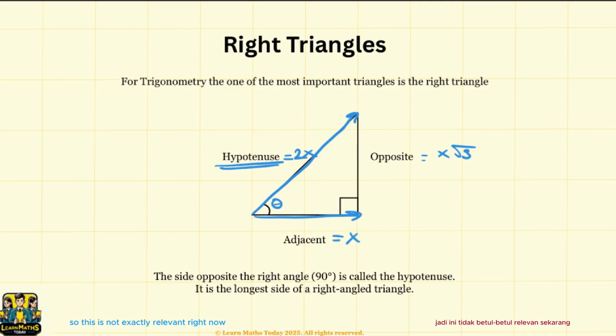Okay, so this is not exactly relevant right now, but you'll see later on why it's important that you know 30, 60, 90 triangle rules. And it's also important to just memorize these important terms in general, including hypotenuse, opposite, and adjacent, because many equations in trigonometry are fundamentally based on the ratios that come from these side lengths.